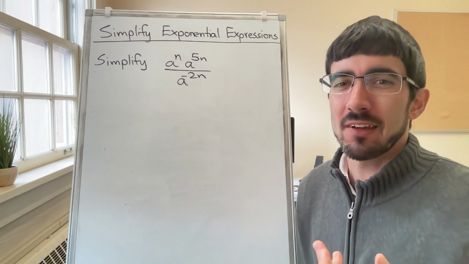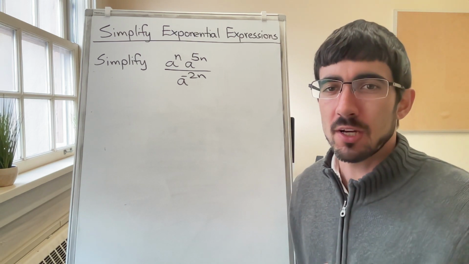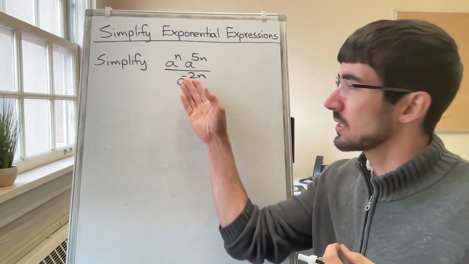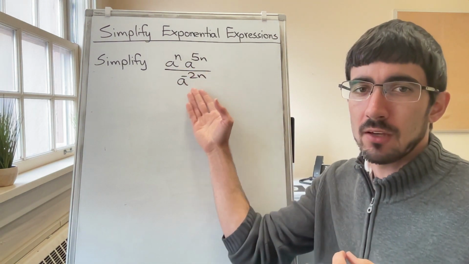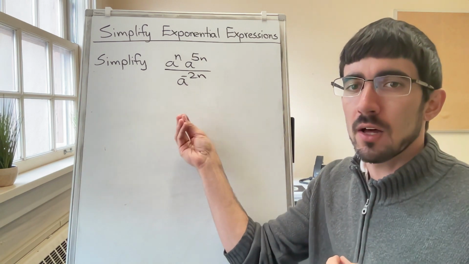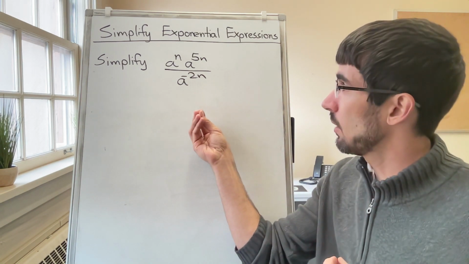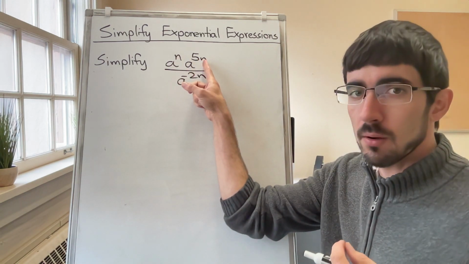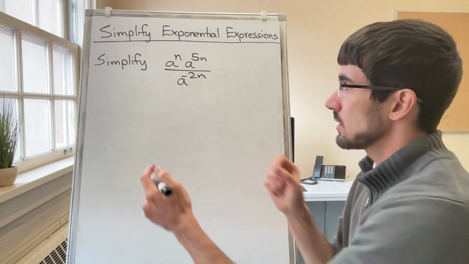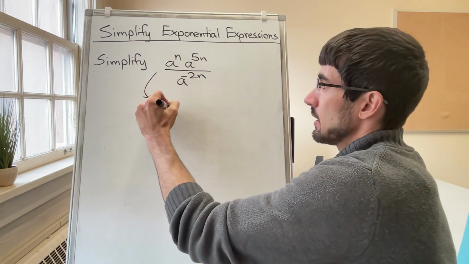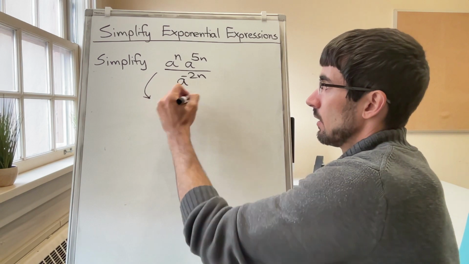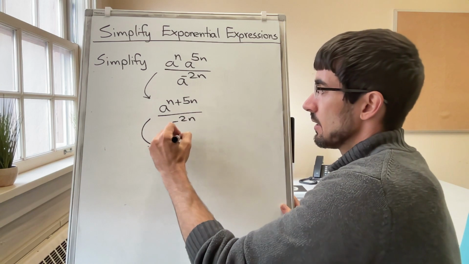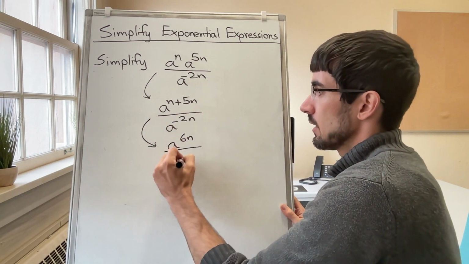The exponent rules give a structure that applies to expressions even when we're working with abstract amounts. So if I want to simplify a to the n, a to the 5n over a to the negative 2n, I simply follow the exponent rules we've already established. First, in the numerator, I have a to the n times a to the 5n. I know I'm supposed to add those exponents. So that gives me a to the n plus 5n over a to the negative 2n. That's a to the 6n over a to the negative 2n.